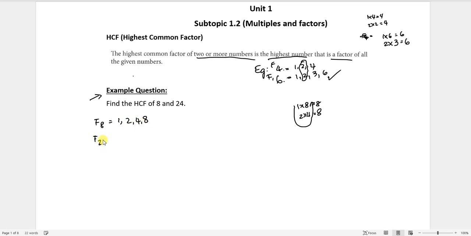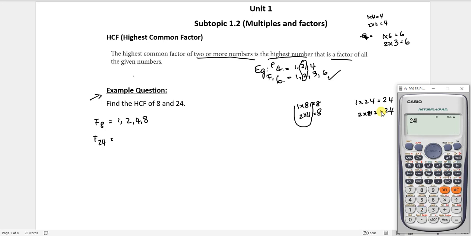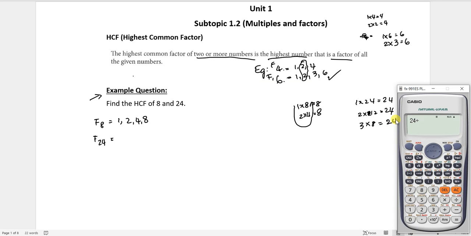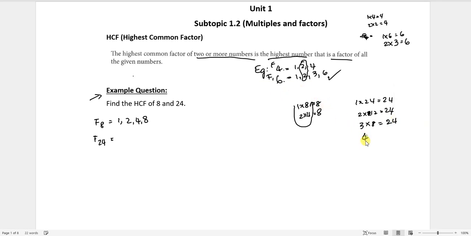We have F24. 1 times 24 is equal to 24. 2 times 12 is equal to 24. 3 times 8 is equal to 24. 4 times 6 is equal to 24. So F24 is 1, 2, 3, 4, 6, 8, 12 and 24.